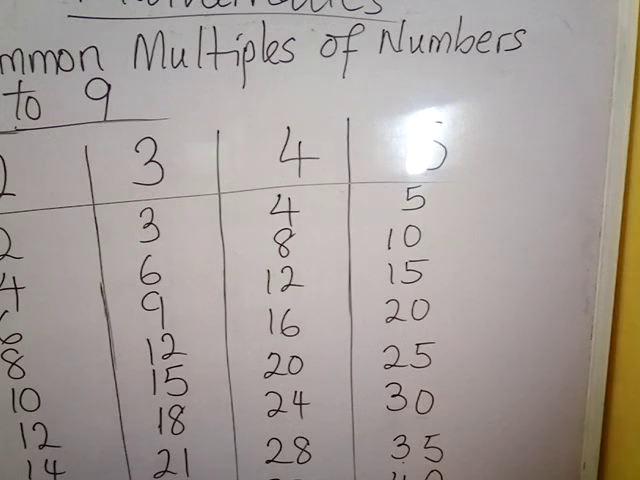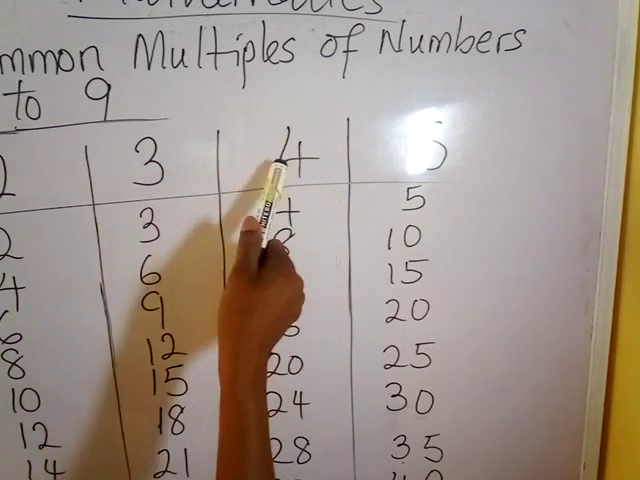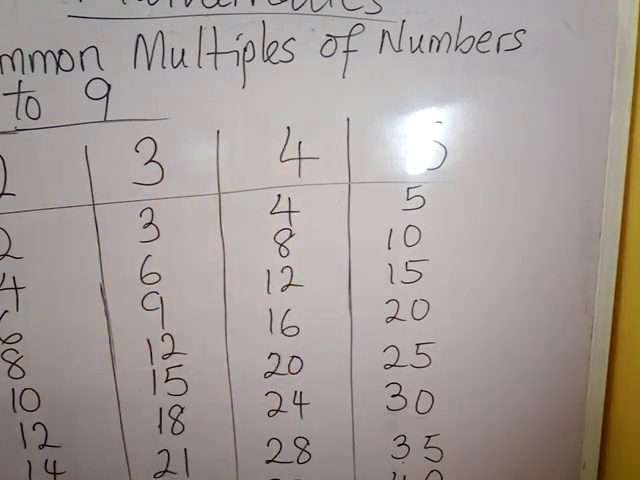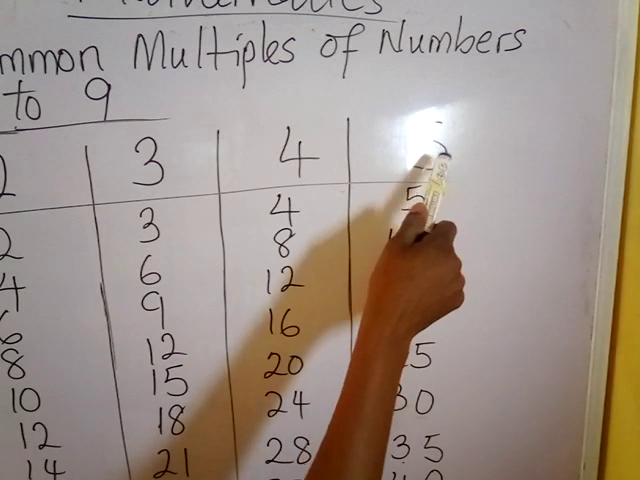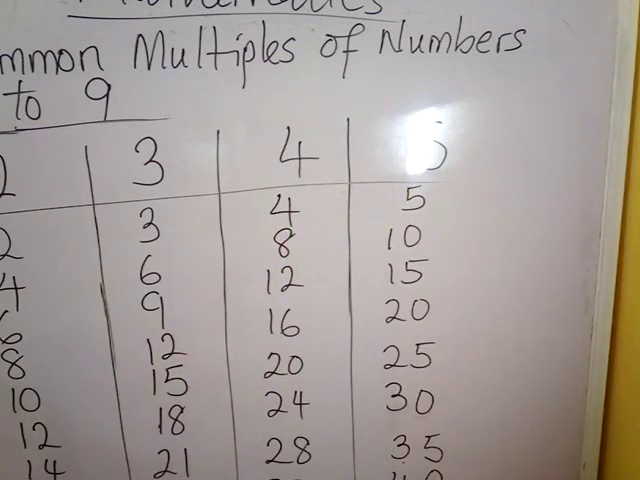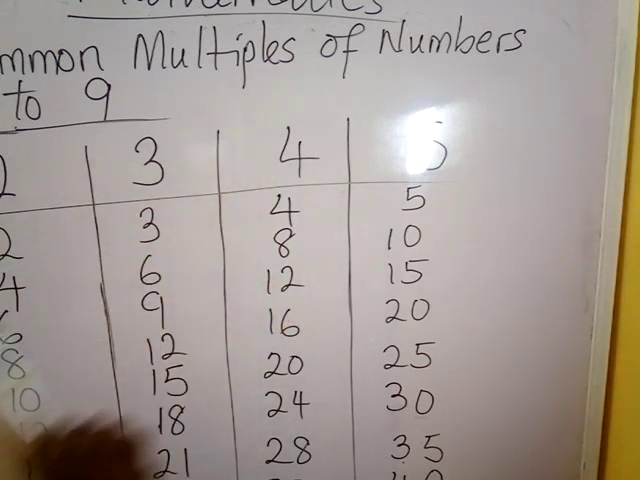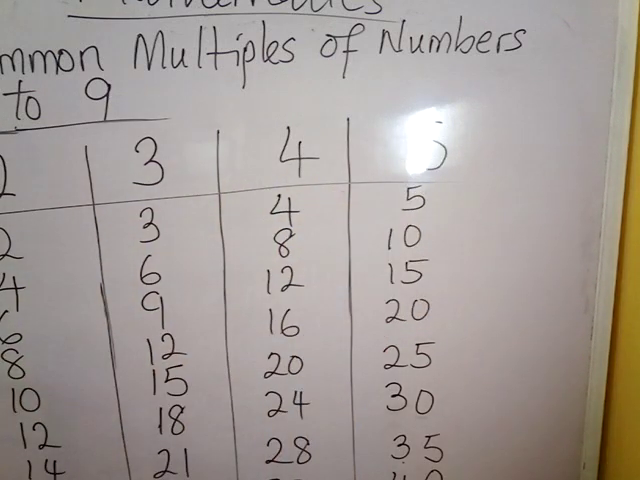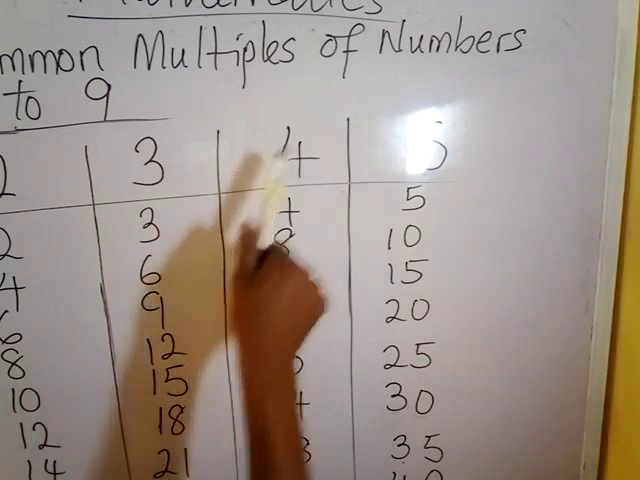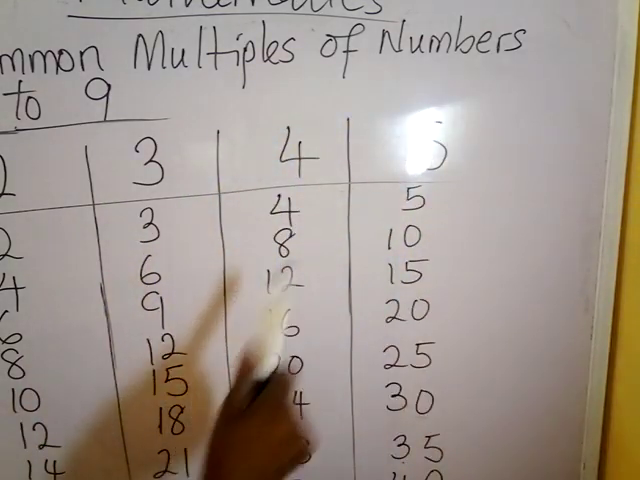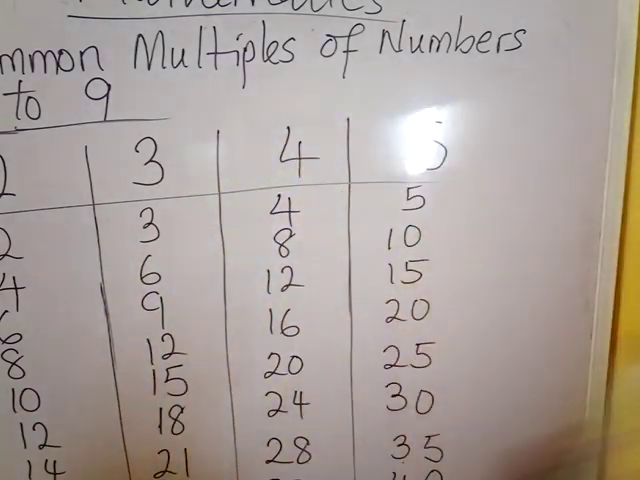Let's take another example. For instance, 4 times 5 gives us 20, and then 5 times 4 gives us 20. That means that 20 is a multiple of the numbers 4 and 5, because if you multiply 4 by a certain whole number, you get 20. And if you multiply 5 by a certain whole number, you get 20 as well.